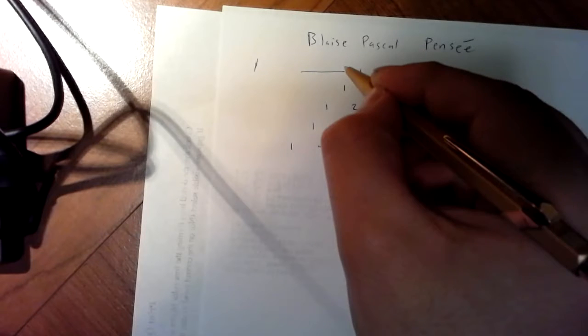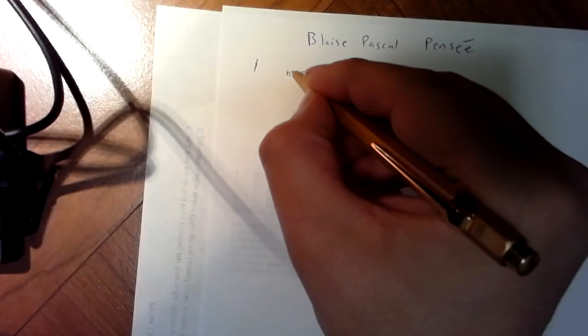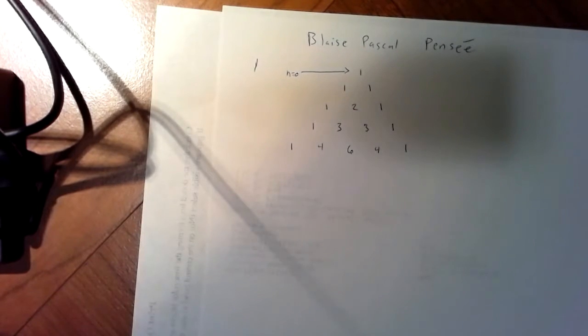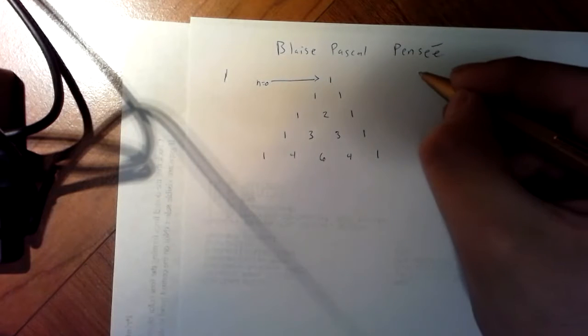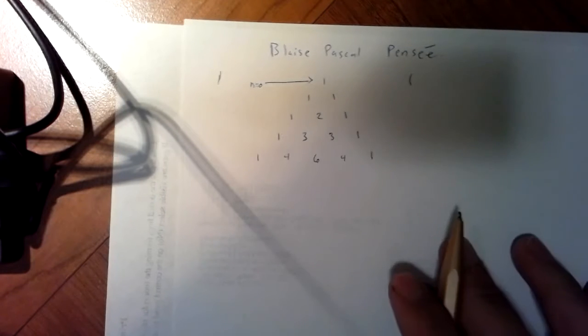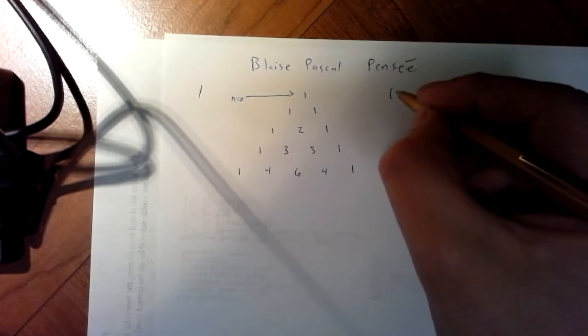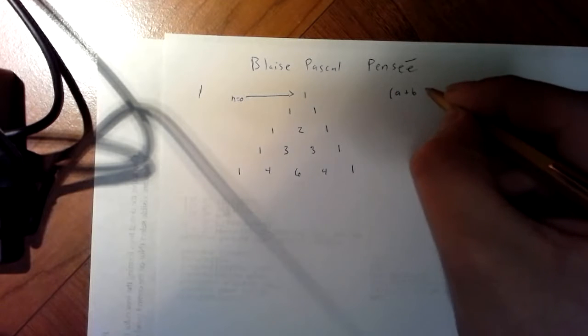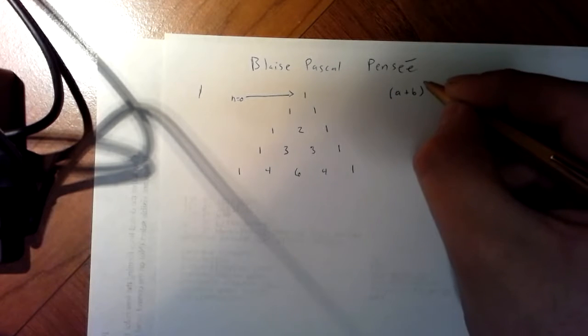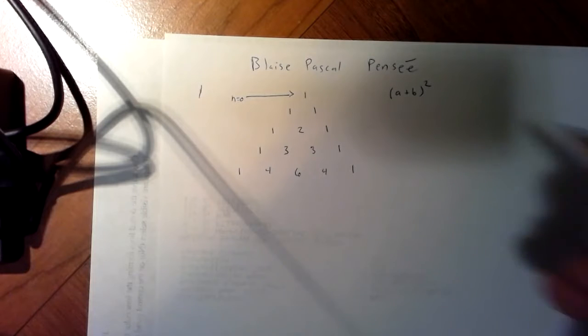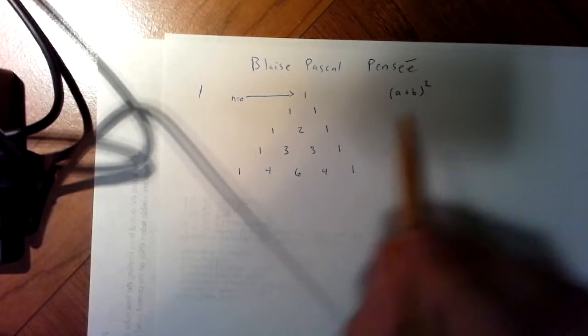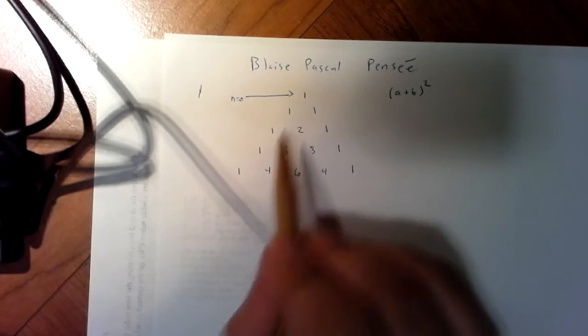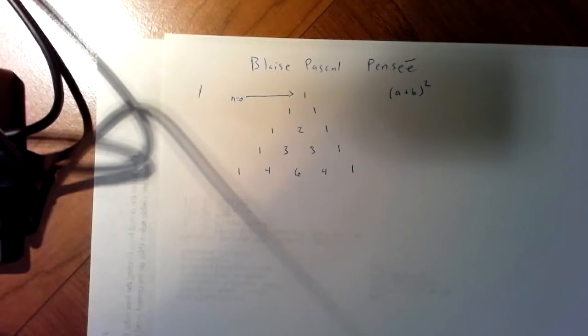So the first row corresponds to n equals 0. Now, you might ask, what in the world do we mean? What do you mean n equals 0? Well, we're talking about the exponent of a binomial. So let's say you have a plus b, and this is to the power of 2. So the exponent here is 2. That corresponds to the row that's n equals 2.